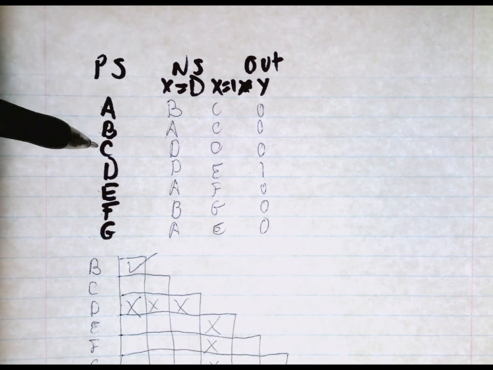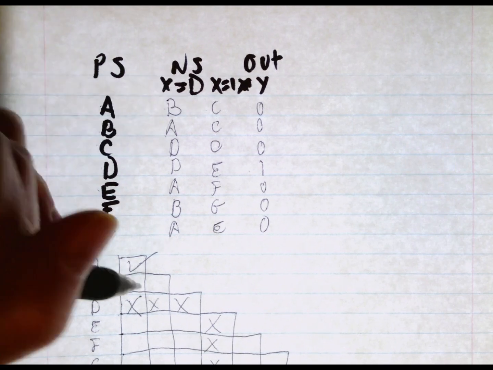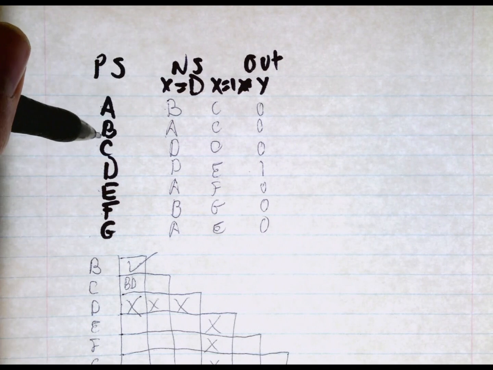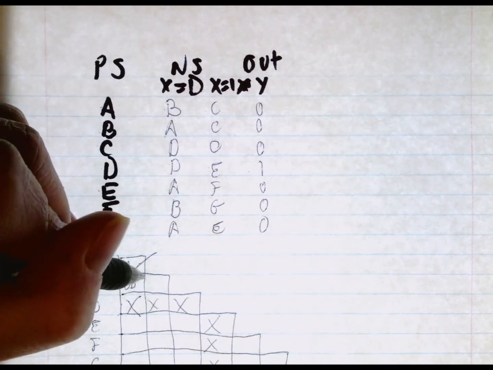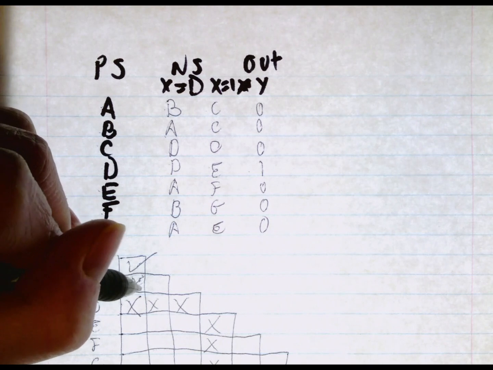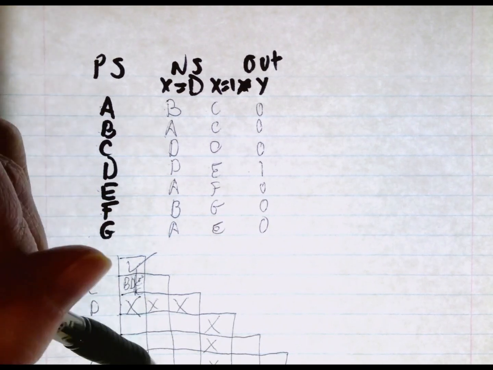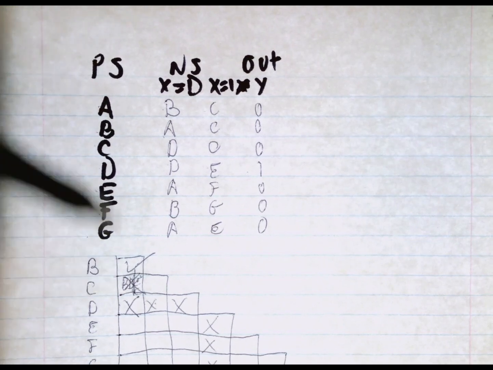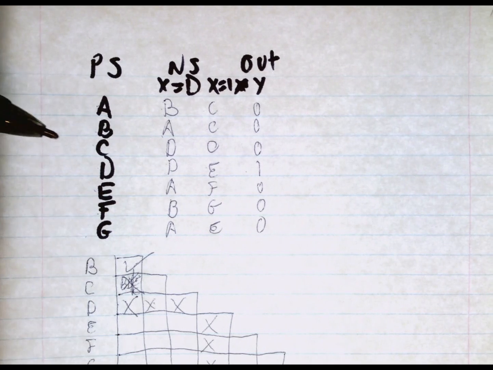Let's look at A and C. We see A and C are equivalent if B is equivalent to D. And we also see A and C are equivalent if C is equivalent to E. So let's take a look at BD. Well, we see they're not equivalent, so we can remove it from consideration. A cannot be equivalent to C.